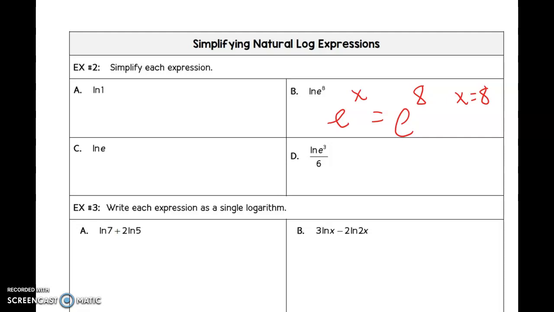Same thing here. e to the power of x equals e to the power of 3. So we're just focusing on the top up here. Then x equals 3, but we're not done. 3 over 6 equals 1/2. Again, calculator work. It's totally fine.